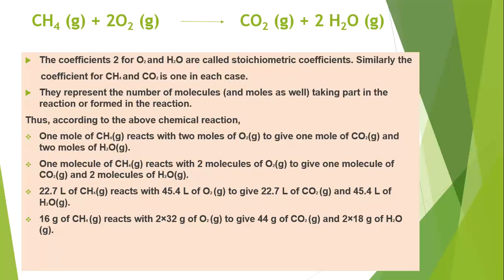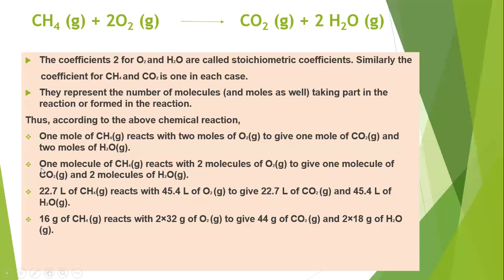16 gram of methane reacts with 2 into 32 gram of oxygen. How did that 32 come? There are 2 oxygens, that is 2 into 16, which becomes 32, and there are 2 of them. To give 44 gram of carbon dioxide, 44 gram is 1 carbon 12 plus 2 into 16, and you will get the answer as 44 gram, plus 2 into 18 gram for water. So in terms of gram, it is explained this way.